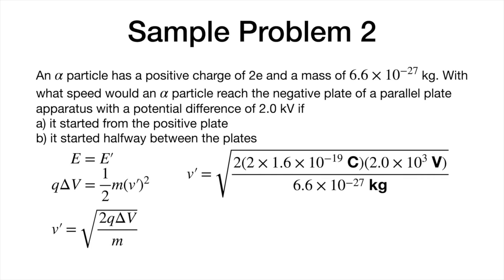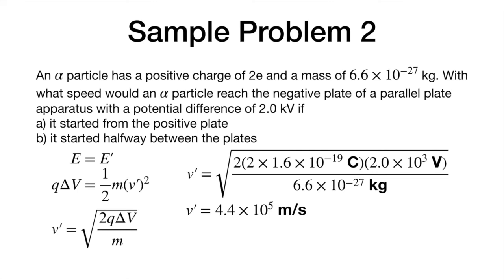Anyway, then divide that by the mass and get that answer: 4.4 times 10 to the 5 meters per second. So one thing to really note here is that just by applying a potential difference of 2,000 volts, which I know sounds like a lot, but in the grand scheme of things, it's not that much, you can get tremendous speeds.